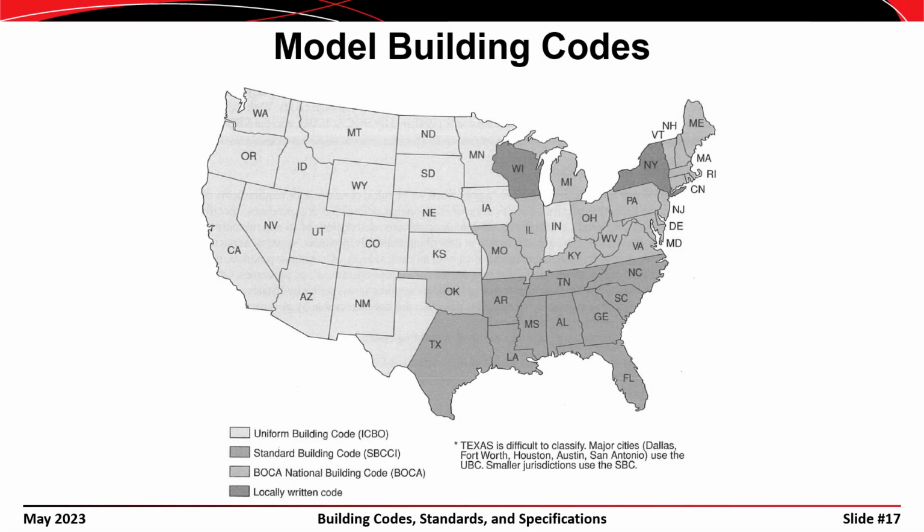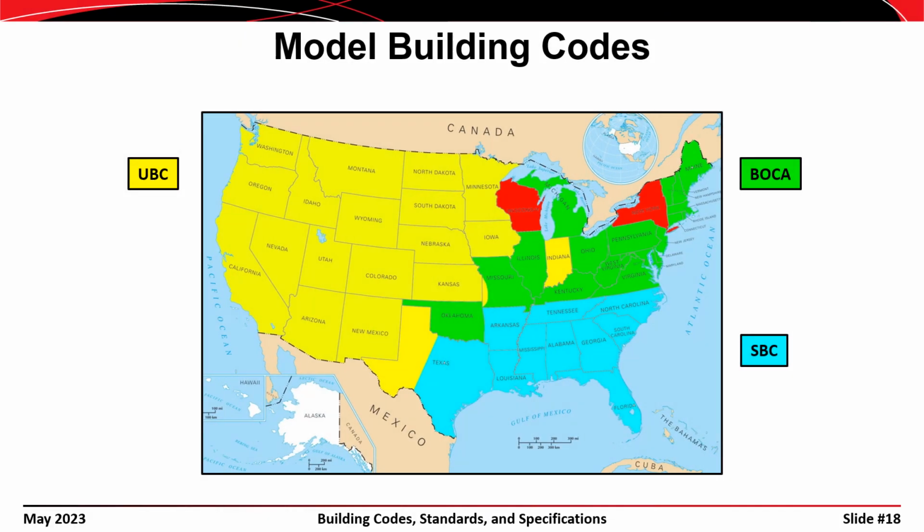This figure out of the Tally textbook shows where each of the three model building codes were invoked geographically. This is basically the same figure, but it is shown in color instead.